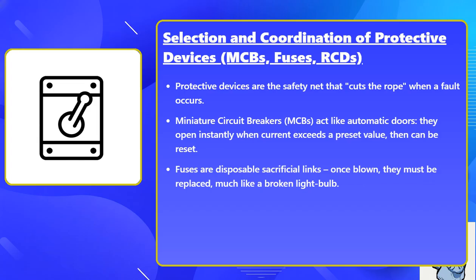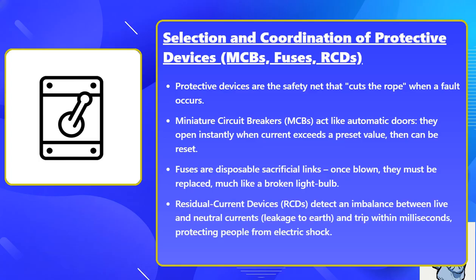Fuses are disposable sacrificial links. Once blown, they must be replaced, much like a broken light bulb. Residual current devices, RCDs, detect an imbalance between live and neutral currents, leakage to earth, and trip within milliseconds, protecting people from electric shock. Selection steps.